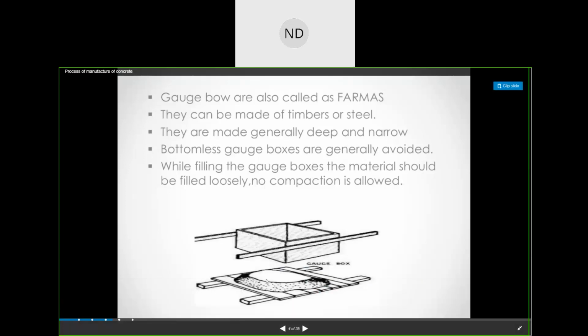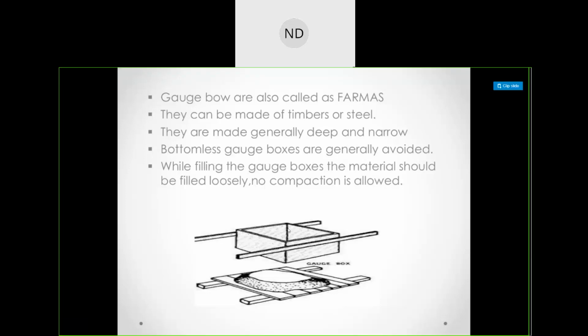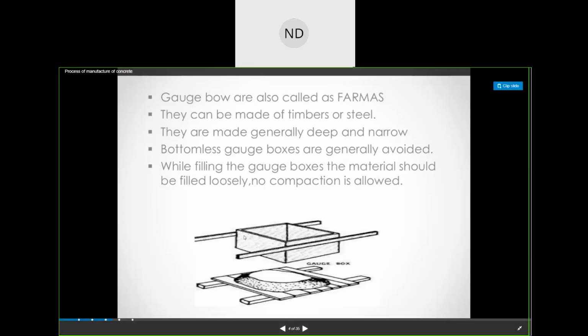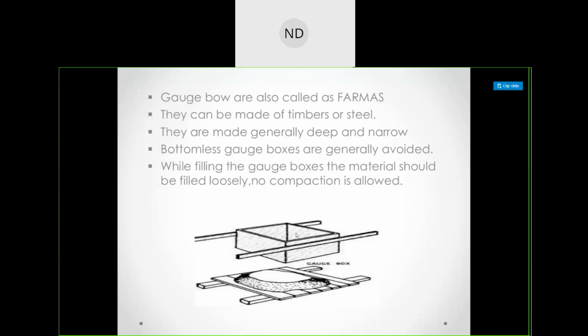So what will happen when you do the up and down shake? If you shake this box, it will give some more space for filling the ingredients, which will obviously not give you the appropriate and proper measurement. This box is a measure, it has a volume. The first part we are doing is the volume batching, with the help of this gauge box. So we don't compact the materials here. We fill it loosely so that it gives us the proper measurement of the volume.